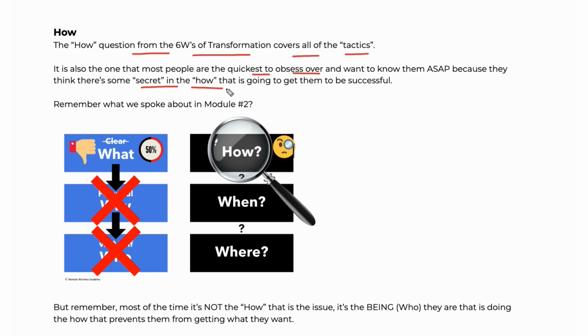Right? Most of life is simple, right? It's not necessarily easy. And so many people who are beginners, not only in business and income and health but in any area of life, are very quick to obsess over the how. They want to know the how immediately.